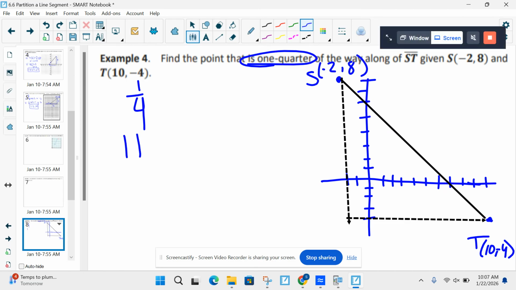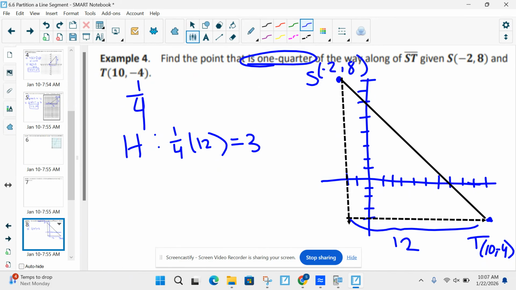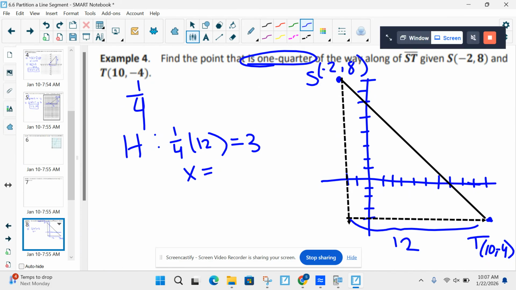So let's go with our horizontal component first. What's the distance we're moving horizontally from S to T? 12. So 1/4 of 12. So this direction is 12. 1/4 of 12 is 3. That means we need to go 3 units over from -2. So what does x equal if we're going 3 units over from -2? 1.